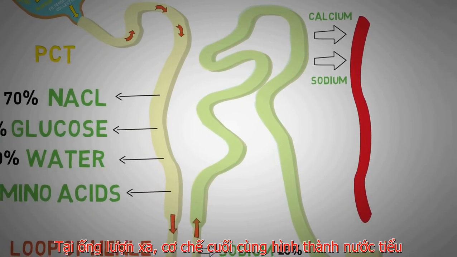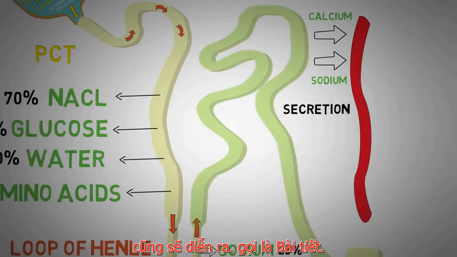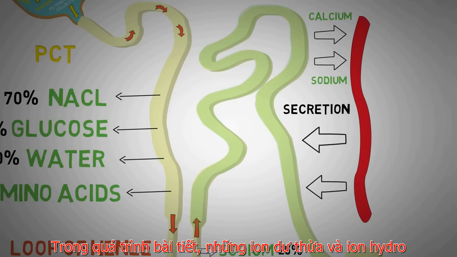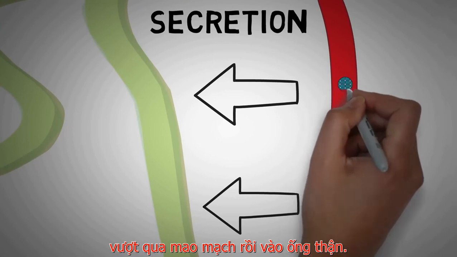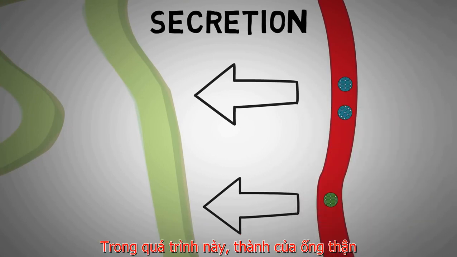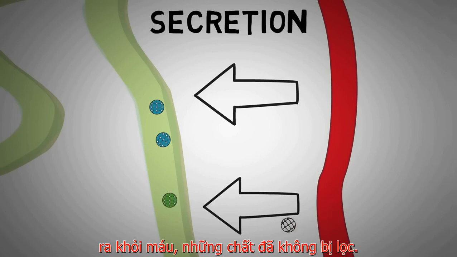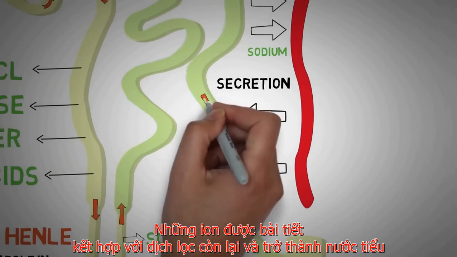In the distal convoluted tubule, the final mechanism of urine formation also takes place, that is known as secretion. You can view secretion as the opposite of reabsorption. In secretion, the waste ions and hydrogen ions pass from the capillaries into the renal tubule. This is the final step in the formation of urine, during which the walls of the tubule actively remove waste substances which are harmful to the body from the blood that have escaped filtration. The secreted ions combine with the remaining filtrate and become urine.